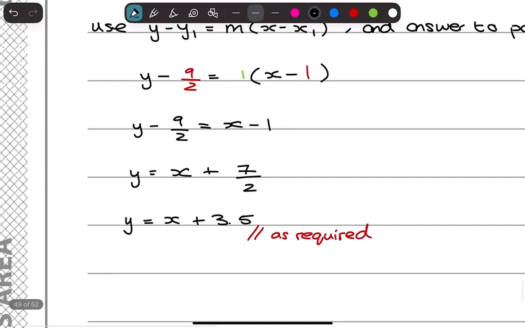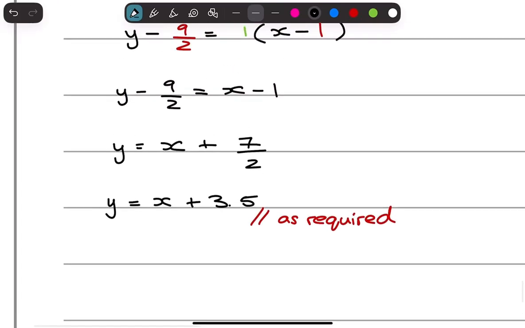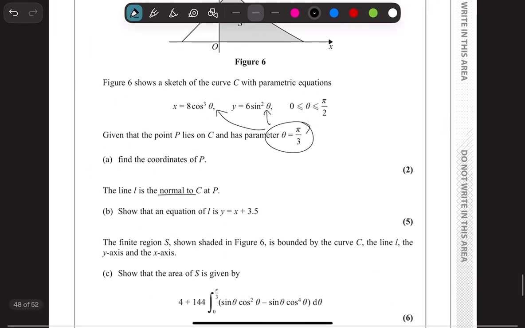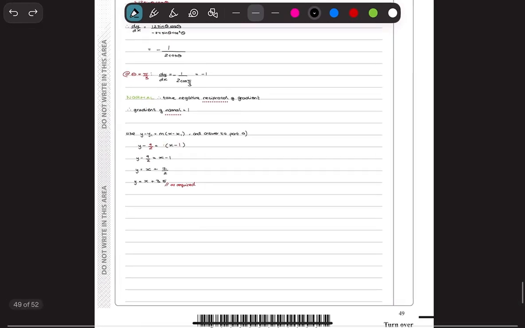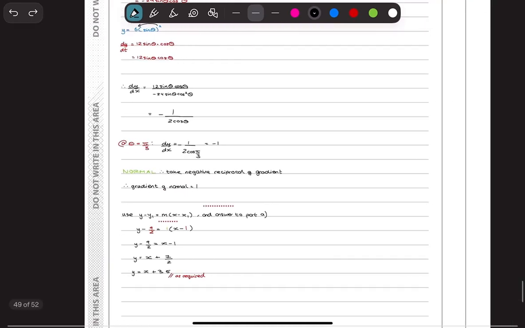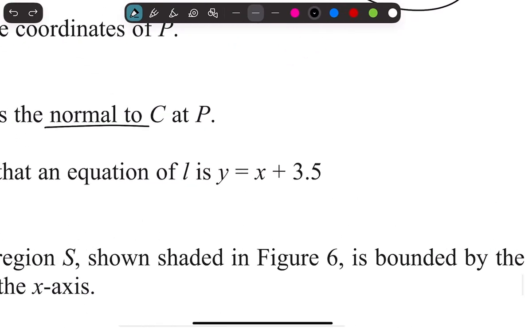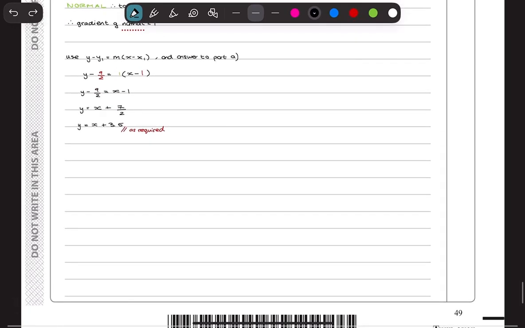And then we can just expand that and simplify to get y equals x plus 3.5, which is what is required here. And remember, if you get y equals x plus 7/2, which of course is the same thing as y equals x plus 3.5, I would still say to rewrite it in the form that is given in the question, so in the decimal form in this case, rather than the fraction, just to really show that that is what we got.